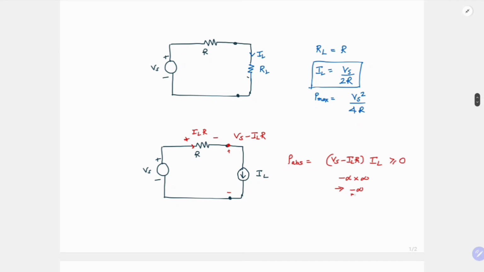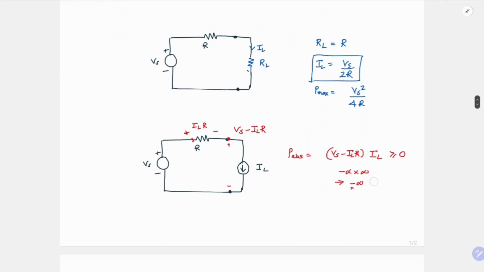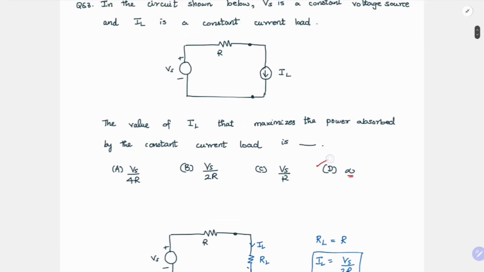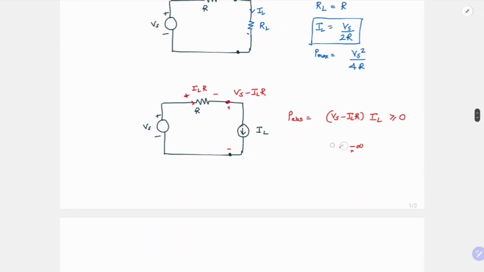But if you did not consider this sign, you might also directly choose this option as infinity. But for the case of infinity, your power is actually being delivered. If you see, the power absorbed is negative, meaning the power is given by this IL. So infinity cannot be an answer. So you should not be quick enough to tick infinity. Okay, so let us try to maximize this term. This we always want greater than or equal to 0.